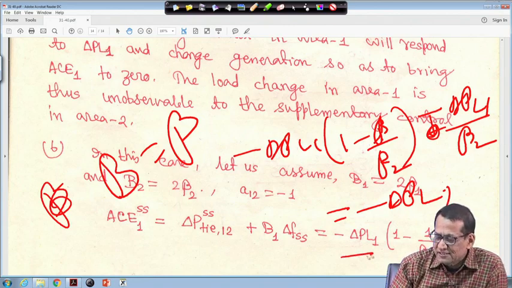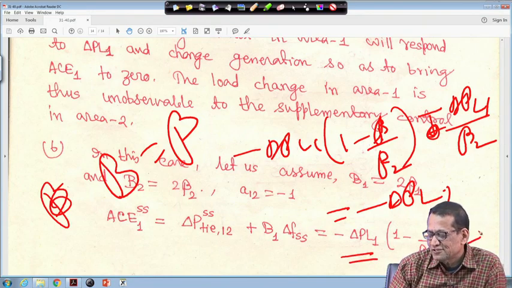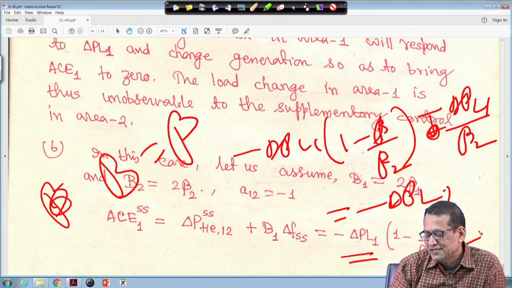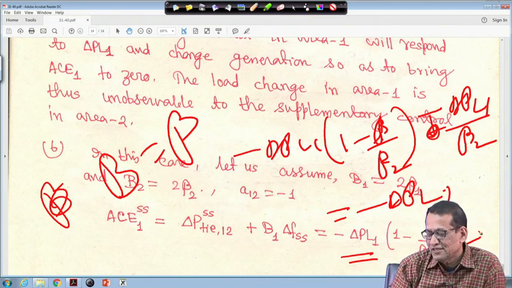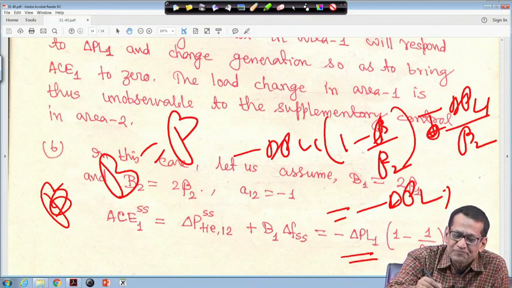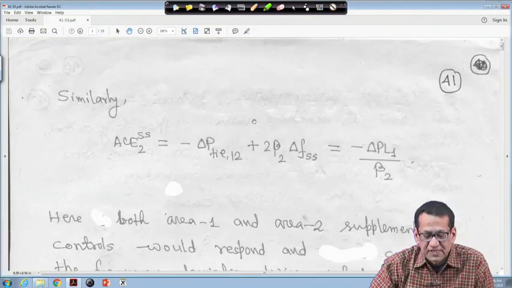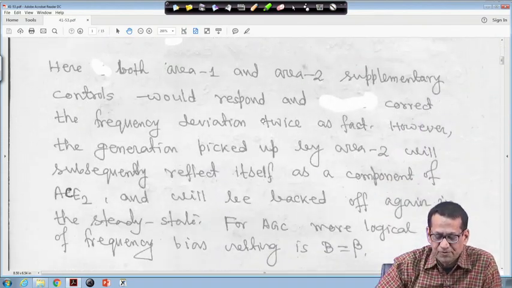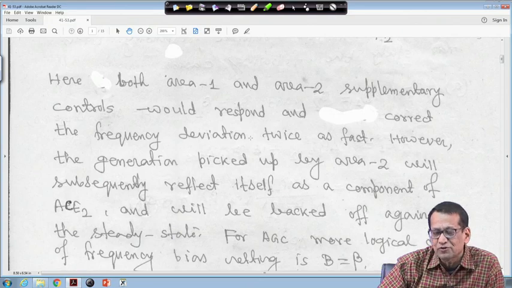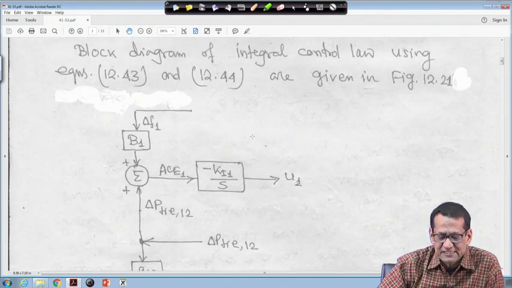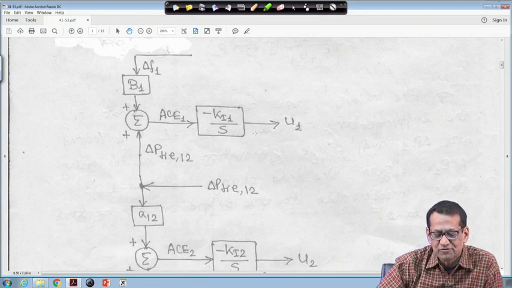So, that is the meaning. This one I showed you how to make it. You will find out that minus delta PL1 times 1 minus 1 upon beta 2, right. Some simple mathematical things you have to do. So now, next, this is already told, so not telling again. Next is the controller, the integral controller, right.